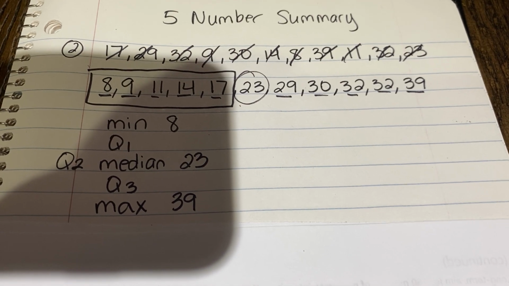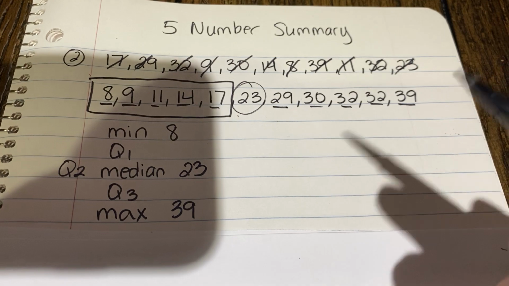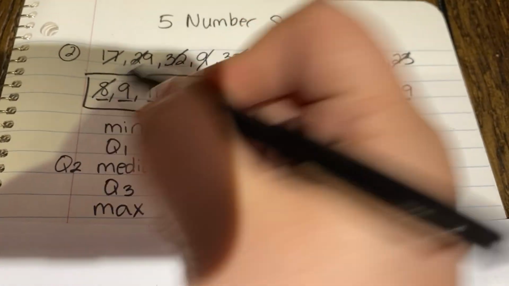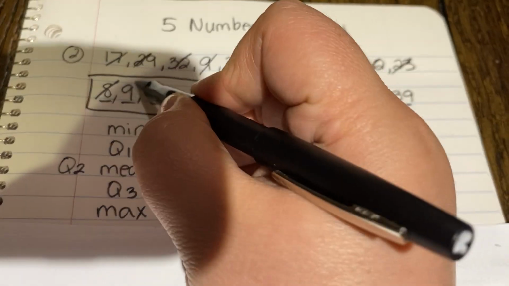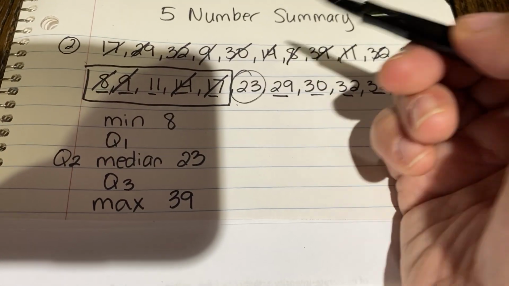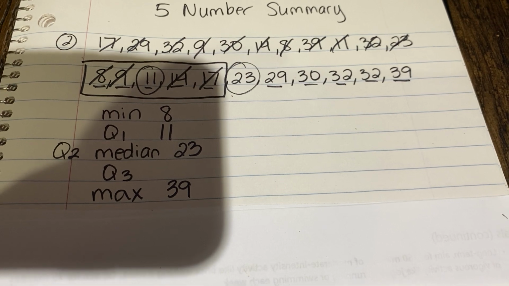All right, so of those 5 numbers, now we can start crossing them off because once we find the middle, we're good. So we have 8, 17, 9, 24, 9, 14, and then 11 is in the middle. So here we go. Q1 is 11.